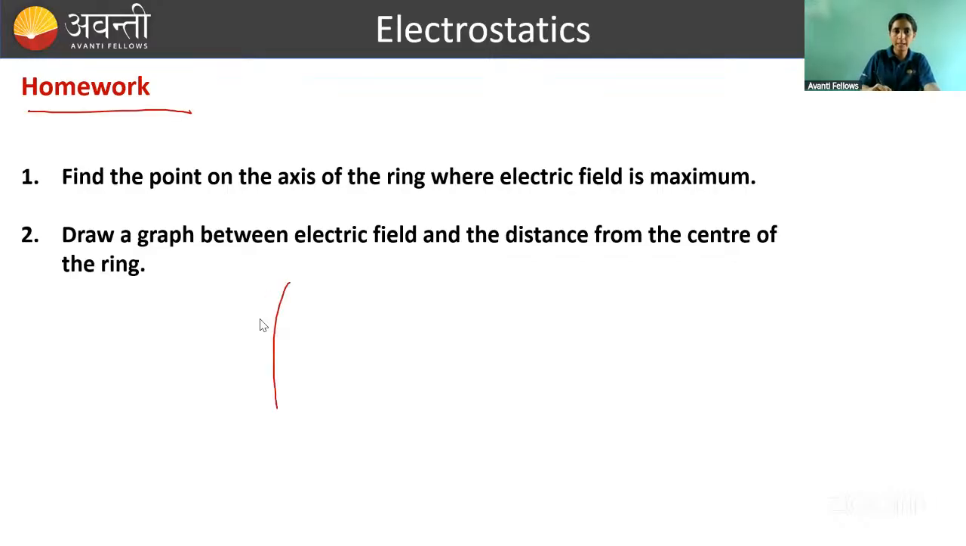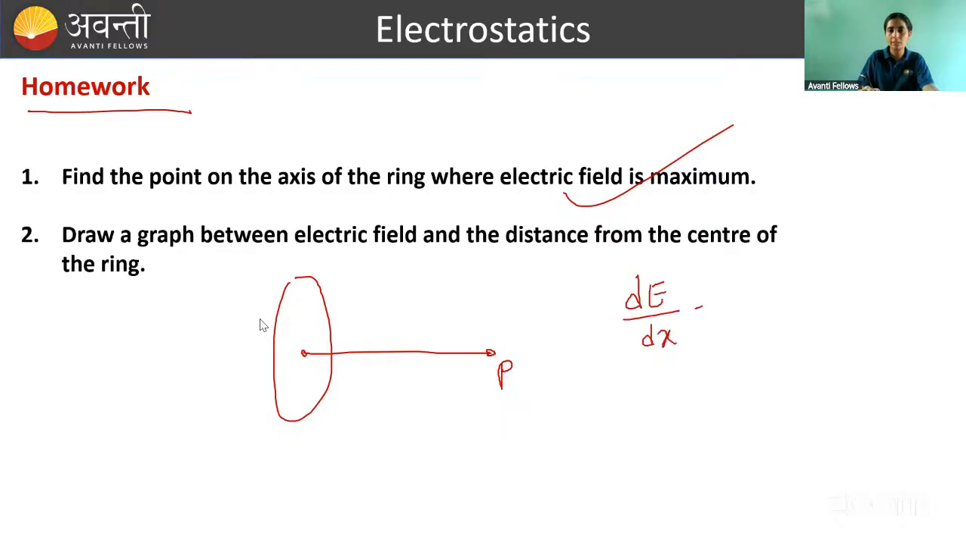This is homework for you. I have given you the value of electric field at point P. The first question is: find the point on the axis of the ring where the electric field is maximum. You have to tell me at what distance the electric field value will be maximum. This comes from how you calculate maxima or minima of a function. If I give you the hint, for that you need to do dE by dx equal to 0 first.